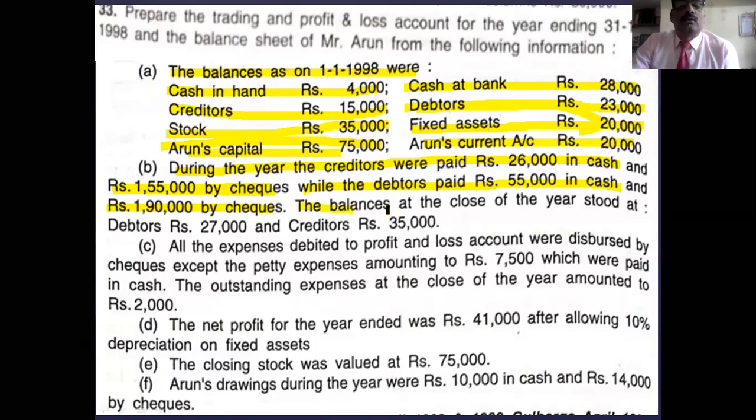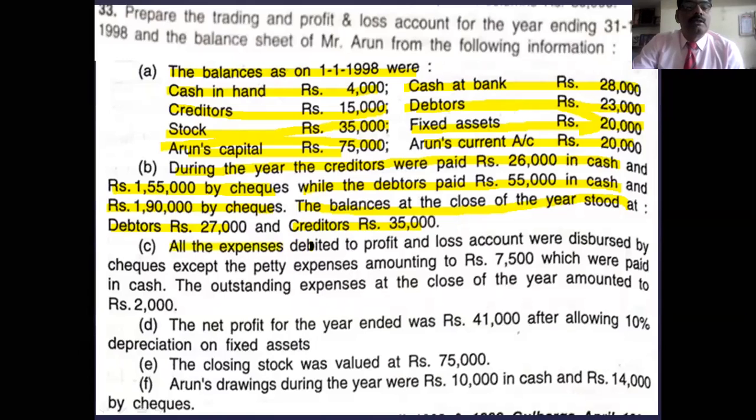Then the closing balance of the year stood at debtors 27,000. Okay, debtors balance you take in the debtors account, by balance carried down 27,000 and same goes to balance sheet. And creditors account balance is 35,000. In the creditors account you write to balance carried down 35,000 and take the same to the balance sheet liability side. Okay. Then come to the third point.